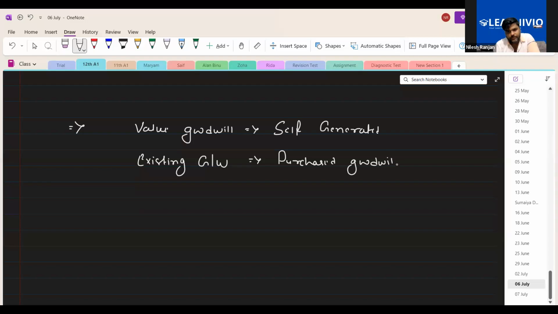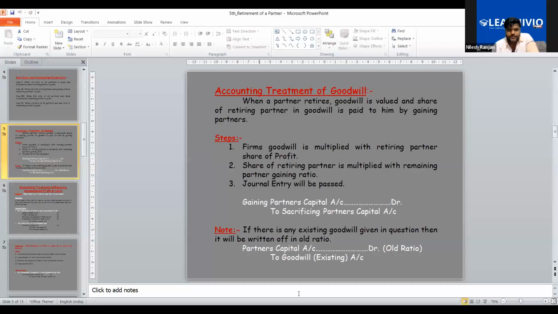So in theory, there are these two types of goodwill. If it asks how many types of goodwill there are, then you will write self-generated and purchased goodwill. But while solving the question, these two will be given and you have to solve accordingly. Here, in retirement, there are no different cases. There is only one concept of goodwill, like valued goodwill.